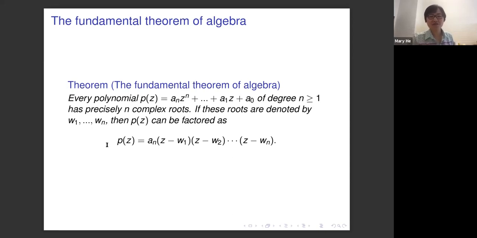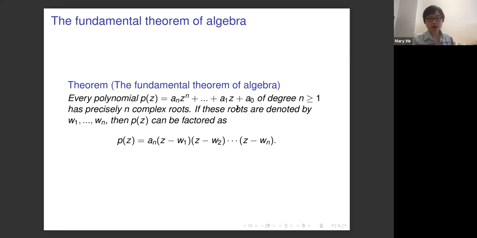Okay, so let's see what the fundamental theorem of algebra is saying. The fundamental theorem of algebra tells us that every polynomial a_n times z to the power of n plus all the way down to a_1 times z plus a_0, of degree bigger than or equal to 1, has precisely n complex roots. This first sentence is basically confirming that what we have already seen is a general phenomenon. For every degree n polynomial, it has precisely n complex roots.